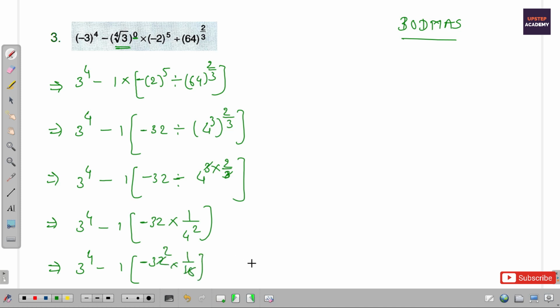It will be equal to 3^4 − 1 × minus 32 into 1 upon 16, and 16 into 2 is 32, and this will become 3^4. 3^4 is 81. 81 minus 1 into this minus 2, right? So it will be equal to 81 minus minus 2, which is plus 2, and 81 plus 2 is 83. So this is our final answer of this question, right?